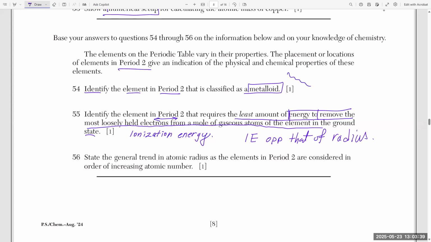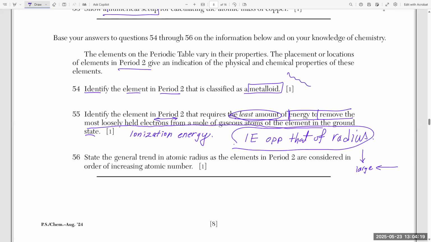Now you're going left to right on a period, which means, in order for us to figure this out, how does radius work? Radius gets larger as you go down, and it also gets larger if you go to the left. I think one of the students actually came in and asked me about this. How do you get the largest guys? We get the largest guys going to the left. And what do we know? We want the one with the least ionization energy, which means we want the largest radius. Remember, it's opposite that of the radius.